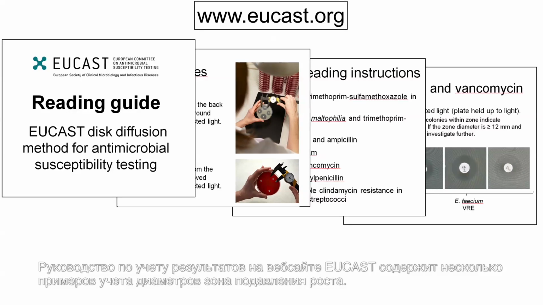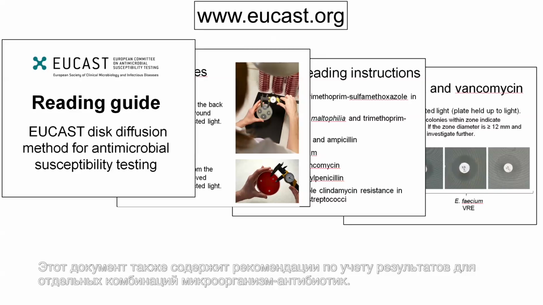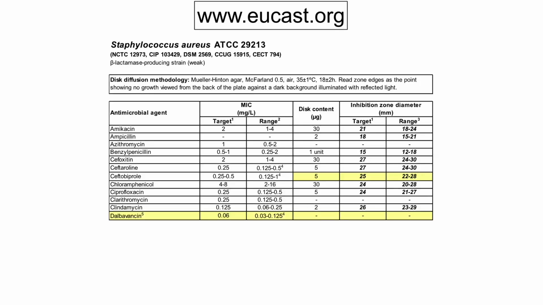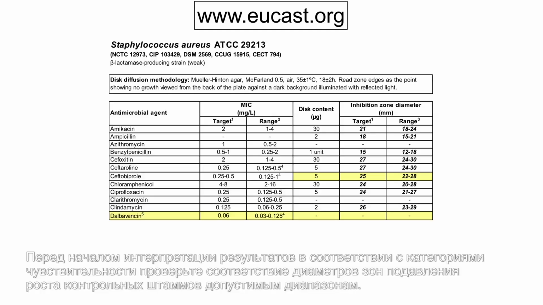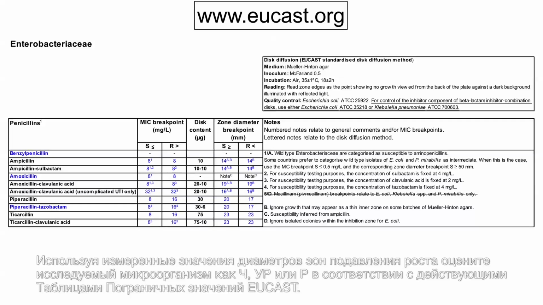Several examples of reading of inhibition zone diameters are available in the reading guide on the EUCAST website. This document also includes reading instructions for specific organism-antimicrobial agent combinations. Before interpreting zone diameters into susceptibility categories, check that zone diameters for quality control strains are within acceptable ranges. The recommended criteria are available in the EUCAST QC tables on the website. Measured zone diameters are interpreted into S, I, and R according to the current EUCAST breakpoint tables.